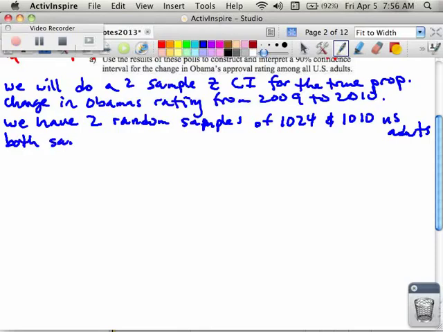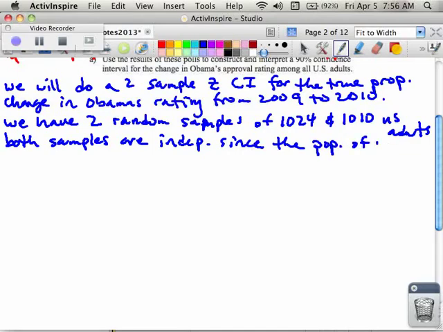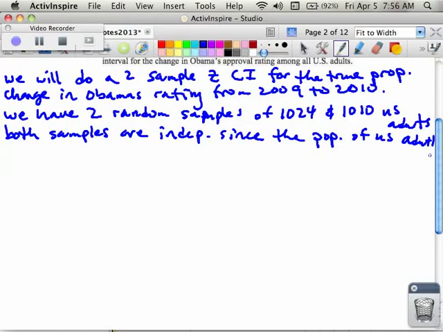Both samples are independent since the population of U.S. adults is at least 10 times our samples.